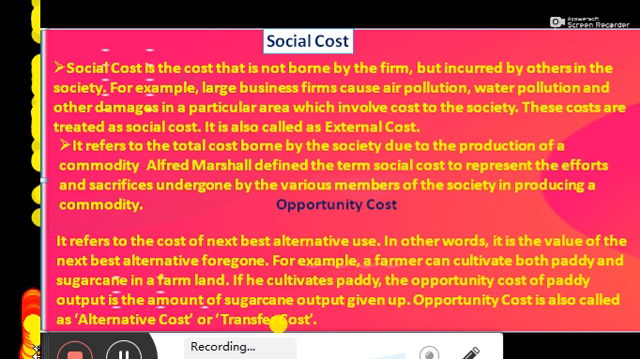But he may suppose to cultivate paddy. Same time, he is ready to lose the output of sugarcane that can be produced by this piece of land. So while he chooses paddy for cultivating, he sacrificed the output of sugarcane. This is called opportunity cost. So opportunity cost is also called as alternative cost or transfer cost. Okay, good.